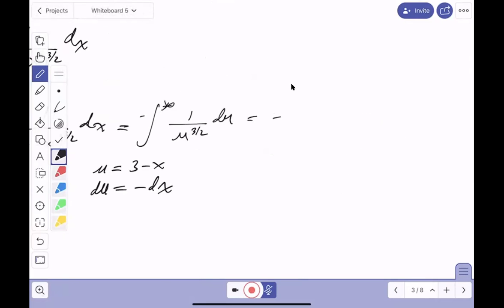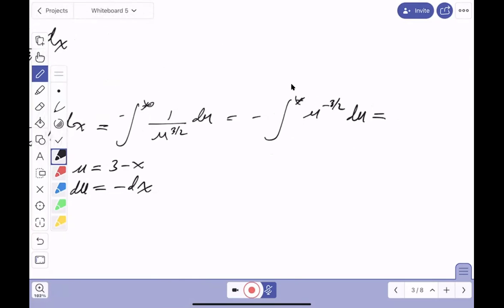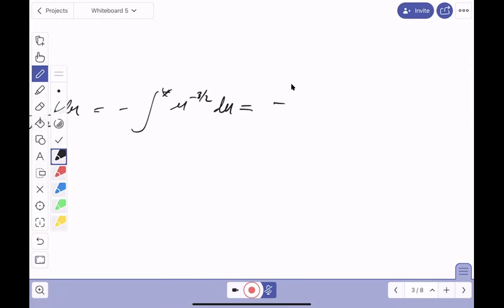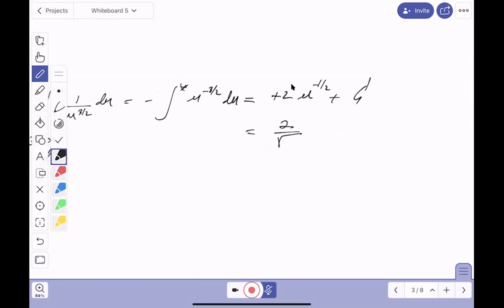What do you get over here? Minus, and what would you get over there? You would get, let's see, u to the minus 3/2 du. And I'm going to keep moving forward. That's going to be minus. I'm going to add 1 to the exponent. So that's minus 1/2. Divide by minus 1/2 or multiply by minus 2. So this will be plus 2 plus c. All right. So what is it going to be? It's going to be 2 over root u. What's u? Well, I can't remember. It's 3 minus x, plus c.